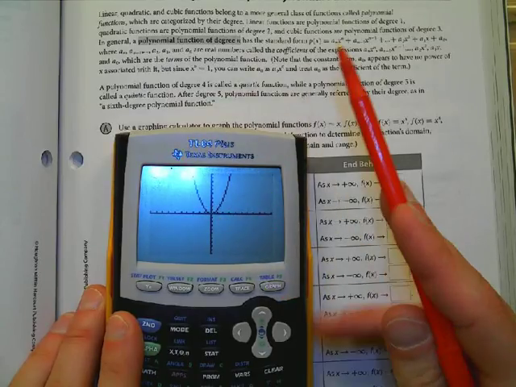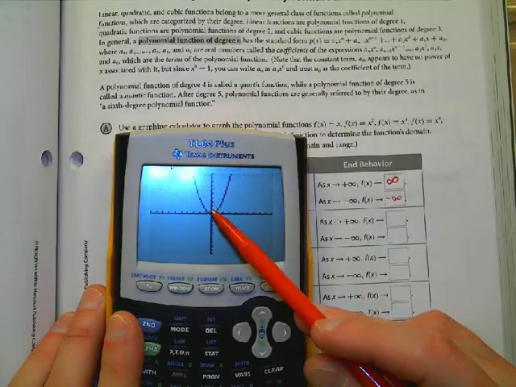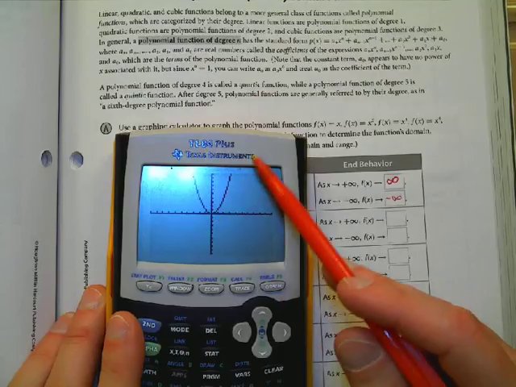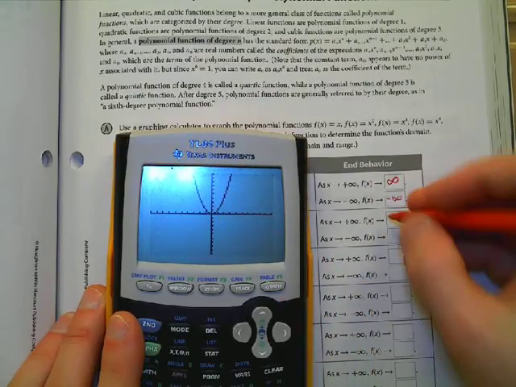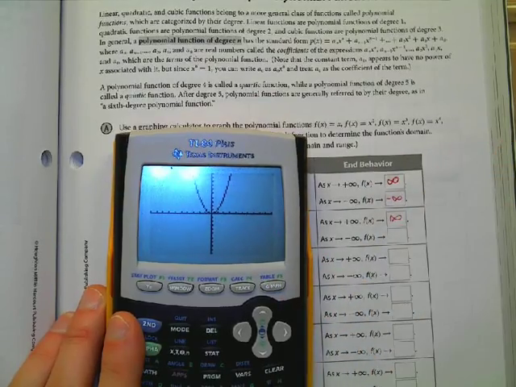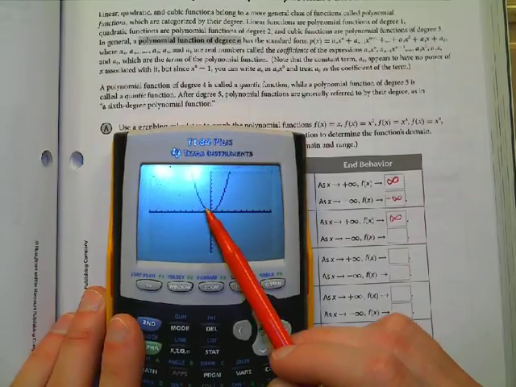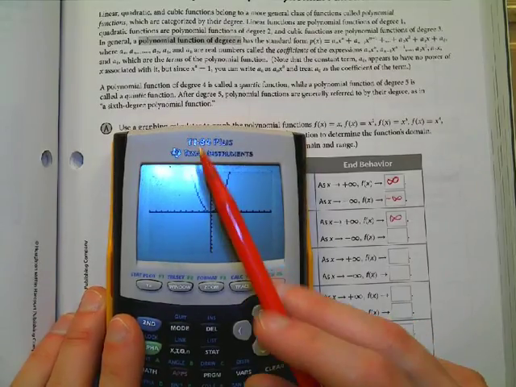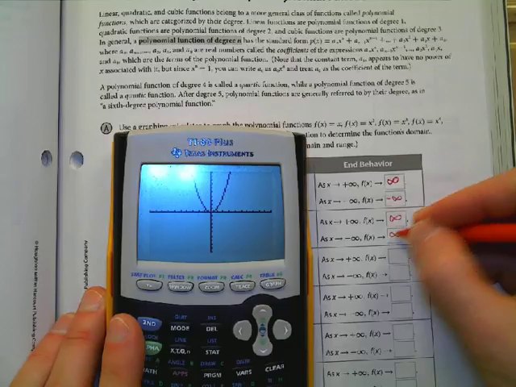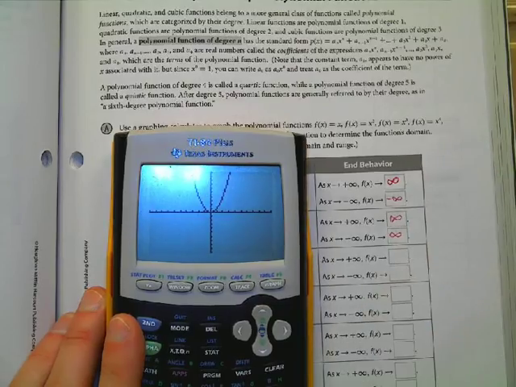As we go further and further right on the x-axis, it goes positive. Positive infinity. Very good. And as x goes to negative infinity, what happens to the value of our function? It goes positive. It's also positive. Okay, so different end behavior here, right? In this case, they both go to positive infinity.